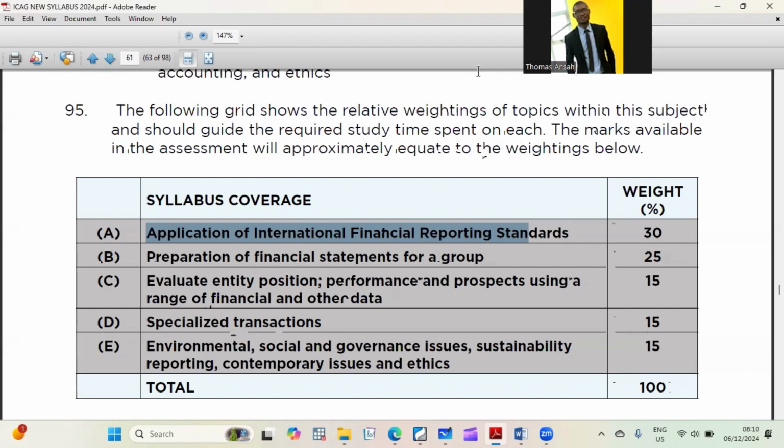Now, you have application of the standards, 30 marks. You have financial statement preparation for a group, that is consolidation, which will be 25 marks. You have evaluation, you have specialized transactions, then you have environmental sustainability and ethical issues together with governance. Of course, here you have to be careful of IT issues, because right now where we are in the system is all about sustainability and application of technology, the automations, all those AIs and all those things. So that is the structure of the exam for 10 marks.